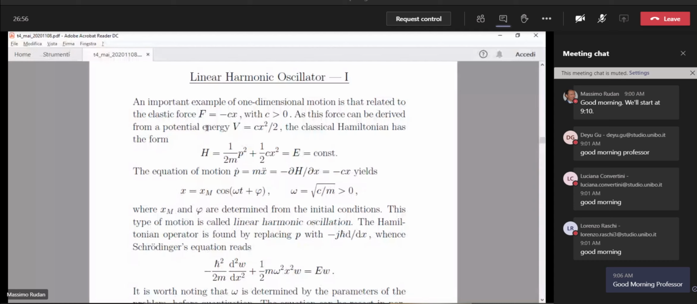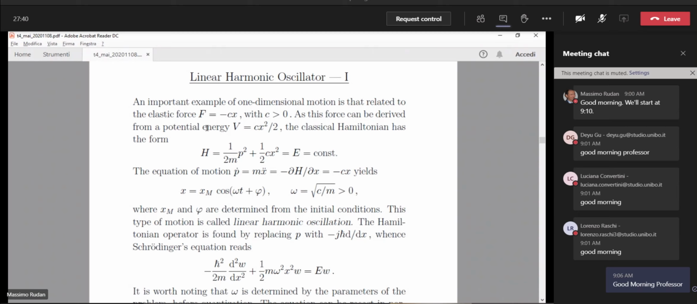So now we start the calculation, and the first thing to do is that we must transform the expression of the total energy of the classical case in the linear harmonic oscillation into the quantum operator, and we use the same recipe that we have used in the other cases. We replace the momentum P with the momentum operator, that is minus j h bar derivative with respect to x. And so we obtain the Schrödinger equation that you can see below.